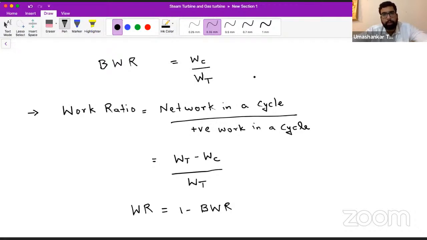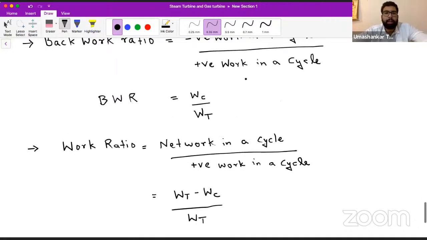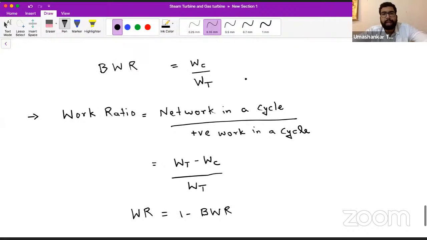This is because, in gas turbines, as I told you in the previous session also, in the gas turbine cycle, the amount of work developed by the turbine, almost 40 to 50% of that work is consumed by the compressor. So we have a high back work ratio and a lower work ratio in gas turbine cycles.